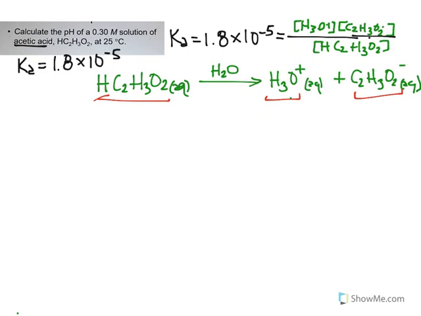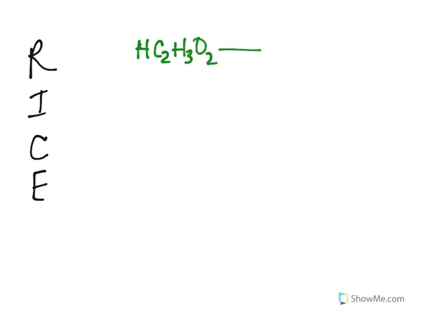So right now, all that we have to work with is the Ka of the solution. We have the Ka of acetic acid, and we know that the initial concentration of the acetic acid is 0.3 molar, and we have to find pH. So hopefully you're thinking of RICE. All right, so let's write down what we know. We have acetic acid, which is HC2H3O2, and this is going to dissociate or break up into hydronium and acetate, C2H3O2 minus.